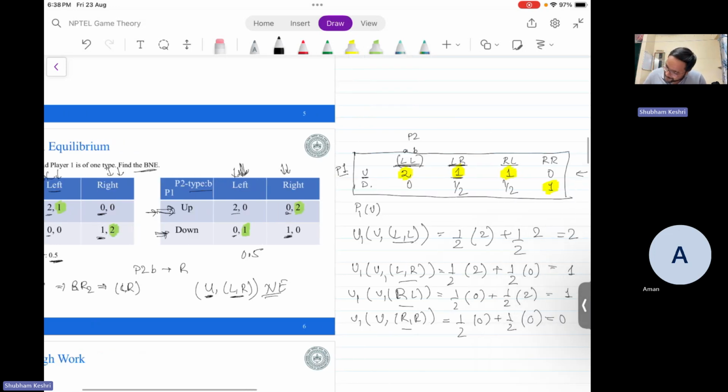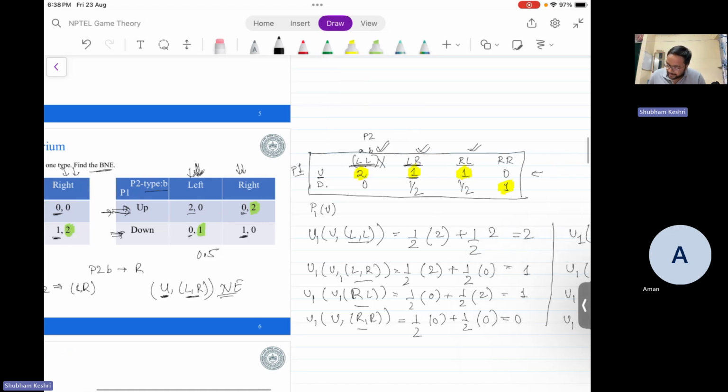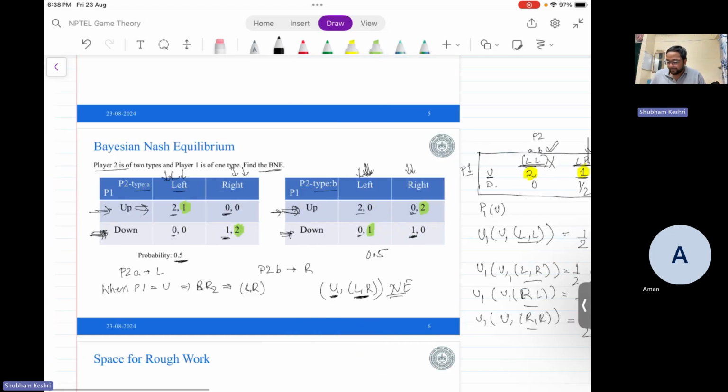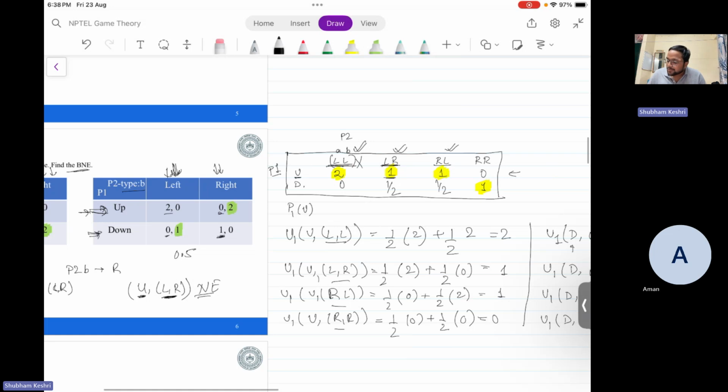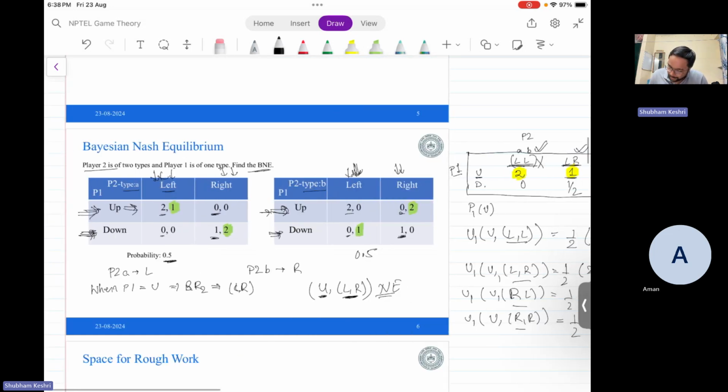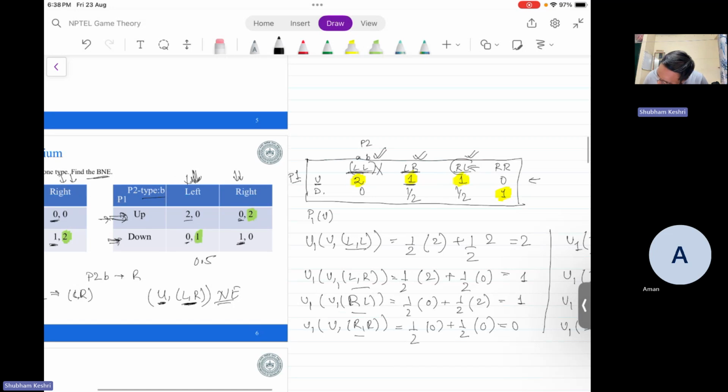So we have seen this is not a Nash equilibrium, and this is a Nash equilibrium. Now we'll see this R, L. When player 1 is playing U, we have already seen the best response is to play L, R. We will see if R, L is also a best response or not. When player 1 is playing U, the best response of player 2A is to play L and not R. Therefore, this strategy set cannot be a Nash equilibrium.